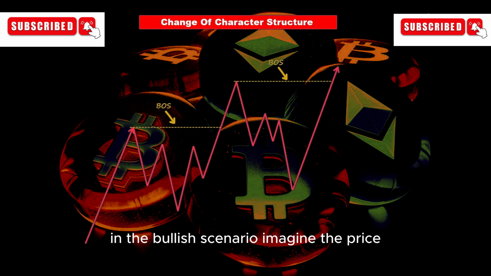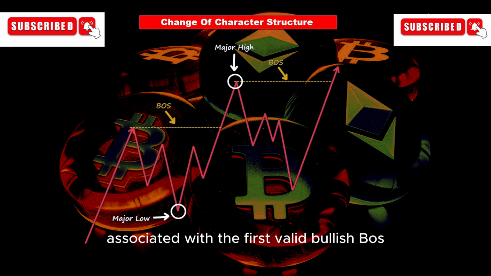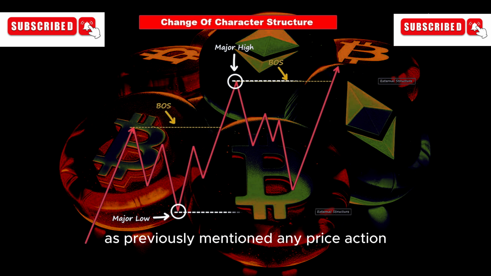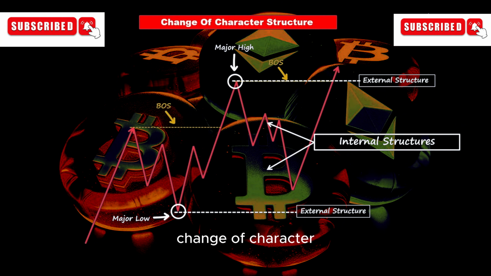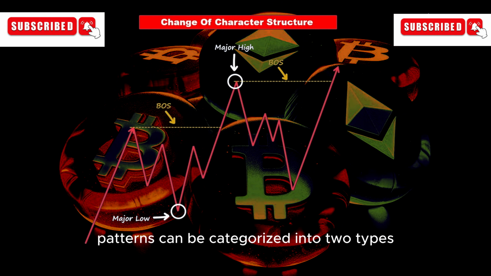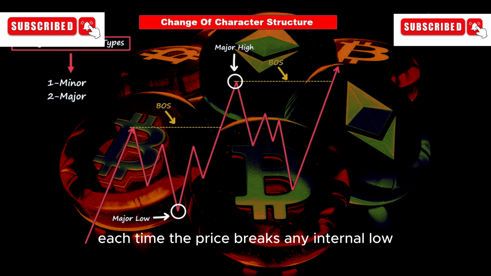In the bullish scenario, imagine the price creating a series of valid break of structures. This low and high represent our major structures associated with the first valid bullish break of structure. As previously mentioned, any price action forming between these two structures is considered internal. Change of character patterns can be categorized into two types, minor and major. Each time the price breaks any internal low, it signifies a minor change of character.